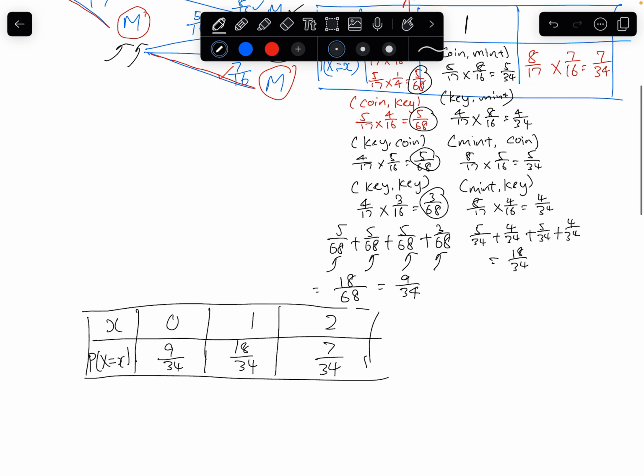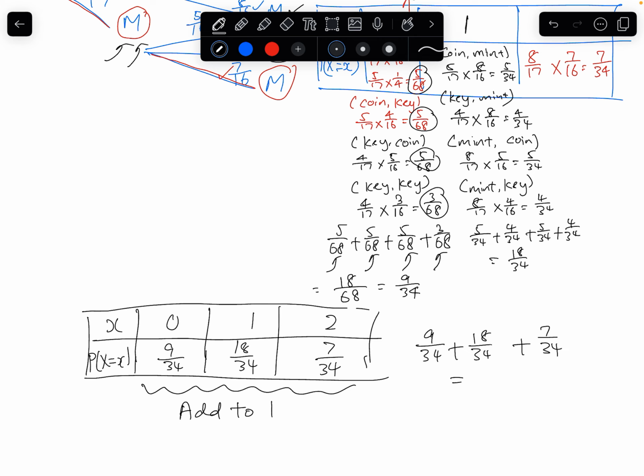Now, how do we know if the probabilities that we calculated actually are correct? There is one way to check it. If we add up all the probabilities here, supposedly it should add up to 1. I'm just going to do a quick check first, just to see if I'm on the right track. So if I add up the probabilities here, I actually get 34 out of 34, which is basically 1.